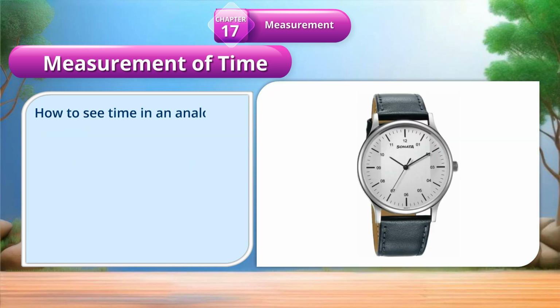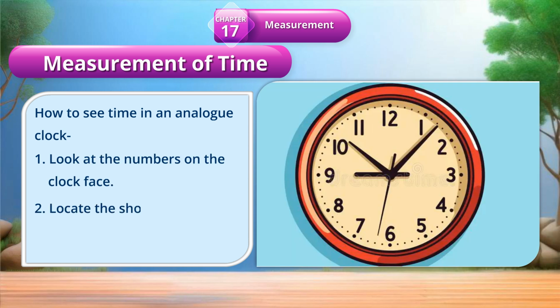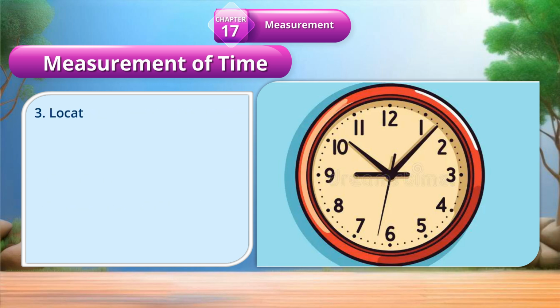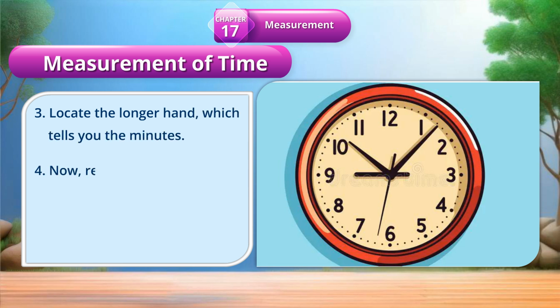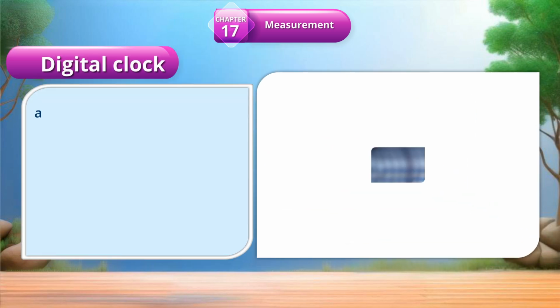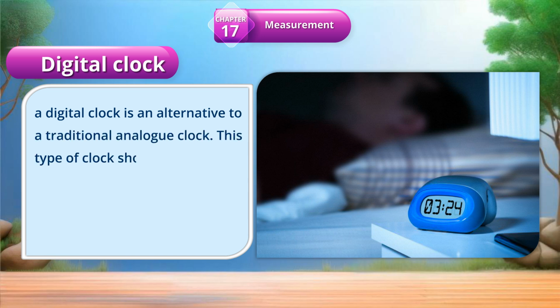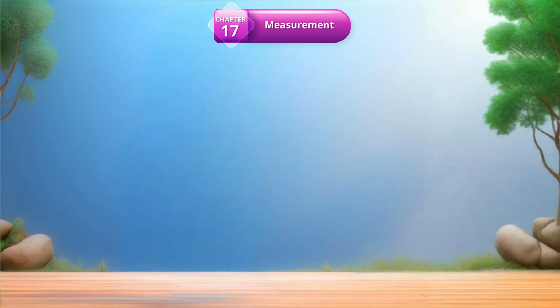How to see time in an analog clock. 1. Look at the numbers on the clock face. 2. Locate the shorter hand which tells you the hour. 3. Locate the longer hand which tells you the minutes. 4. Now, read the time. Digital clock. A digital clock is an alternative to a traditional analog clock. This type of clock shows numbers to display the time in a digital format.